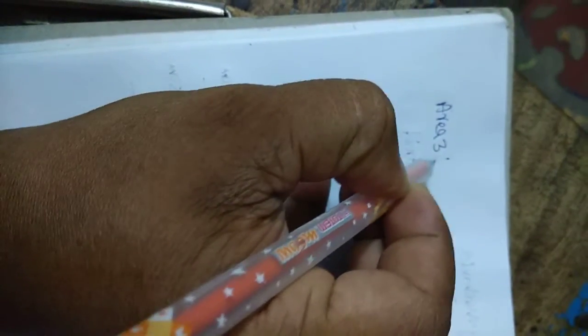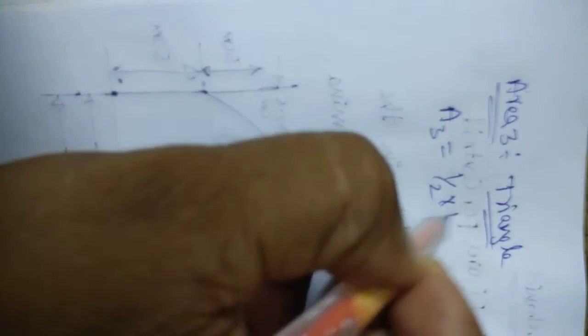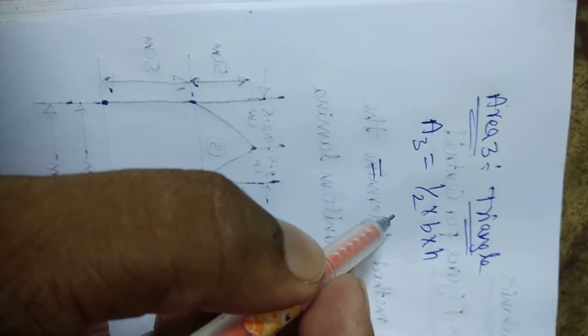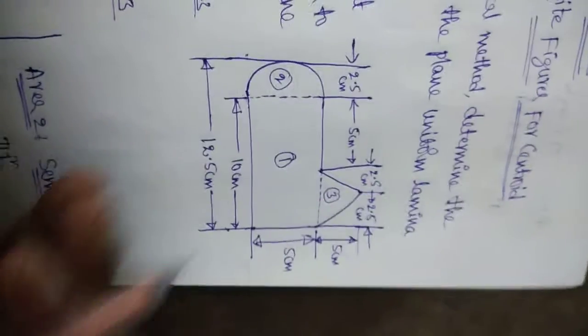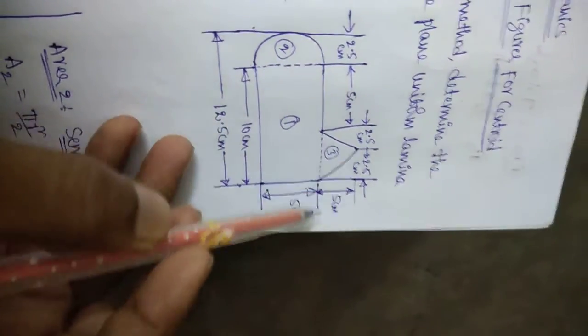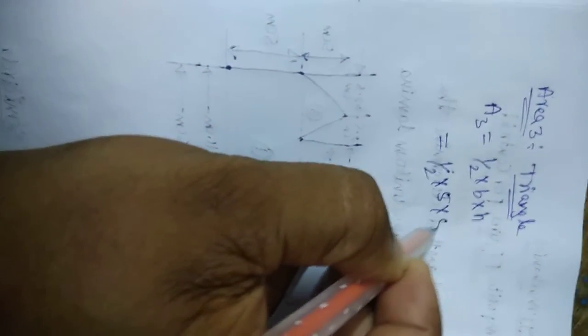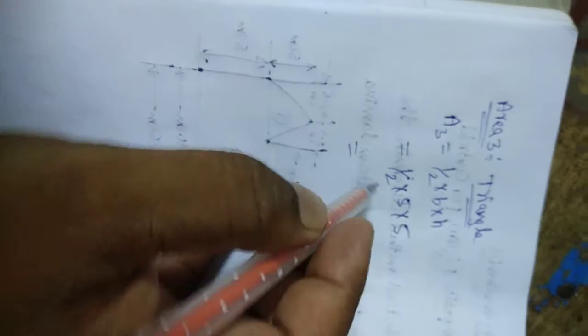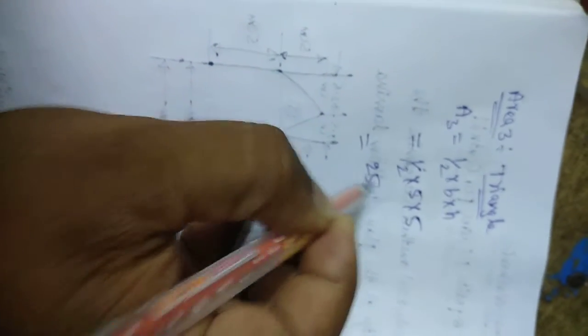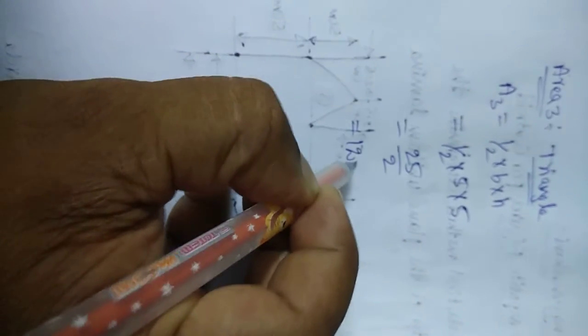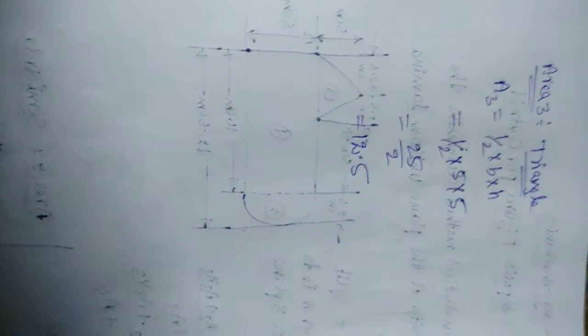Area 3 is the triangle. For a triangle we have the equation half b into h, which from the diagram is half into 5 into 5, equal to 25 by 2, which is 12.5. We have got the three areas A1, A2 and A3.